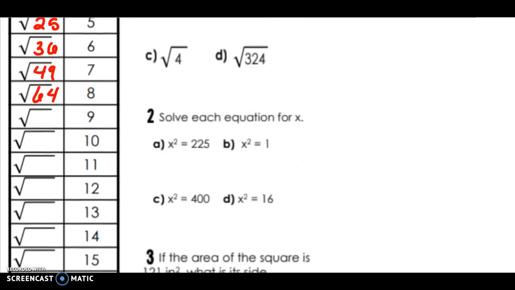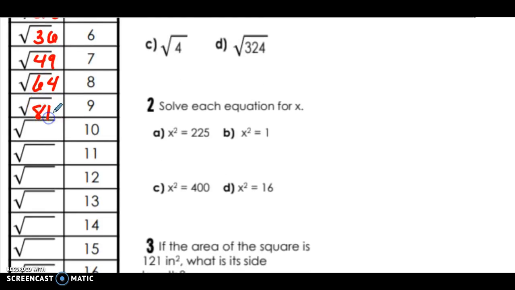Scroll up here. 9 times 9 is 81. 10 times 10 is 100. 11 times 11 is 121. 12 times 12 is 144. 13 times 13 is 169. 14 times 14 is 196. 15 times 15 is 225.